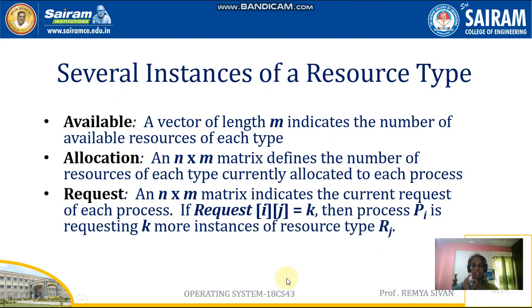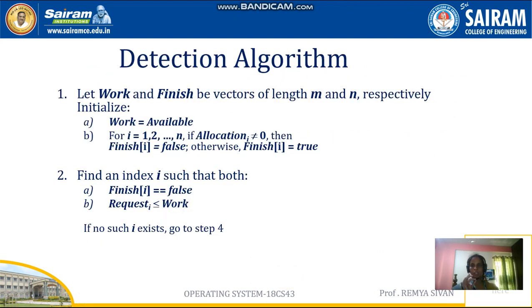Let me explain the algorithm in detail. Detection algorithm: there we have two more variables, Work and Finish. Work is the same as Available, and Work is initialized with Available, and Finish is an array whose size is the number of processes. If Allocation is not equal to 0, then initialize Finish with false, otherwise initialize Finish with true. Then the second step is you have to check two conditions: Finish[i] is equal to false, and Request less than or equal to Work.